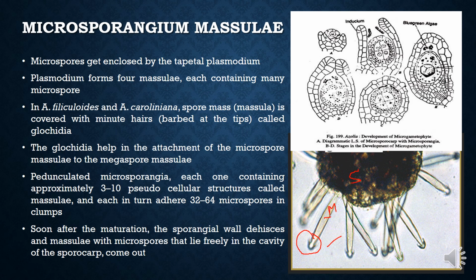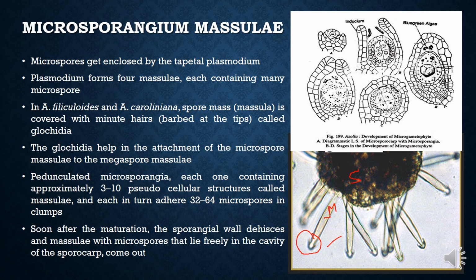The tapetal mass that surrounds the spore mass is later converted into this massula-like structure. And this glochidia, the hooked structure, helps in attachment of the male to the female sporocarp. This hooked structure helps in attaching to the female sporocarp and maximizes the chance of fertilization.